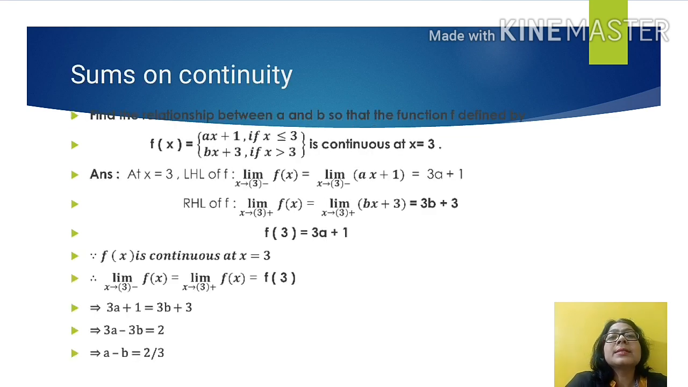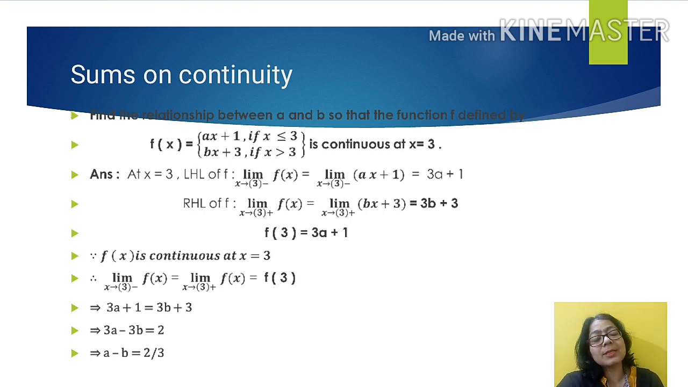Now next sum: find the relationship between a and b so that the function f defined by f(x) is equal to ax plus 1 if x is less than or equal to 3, and bx plus c if x is greater than 3, is continuous at x equal to 3.